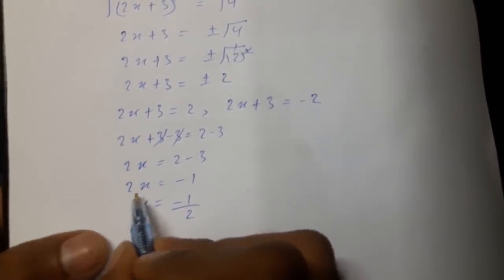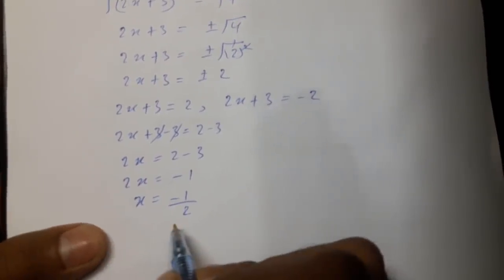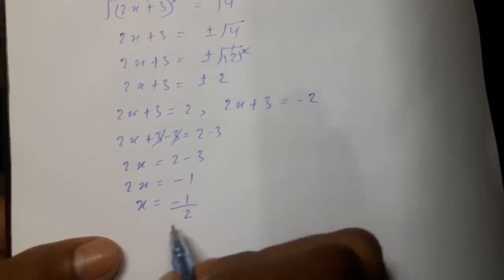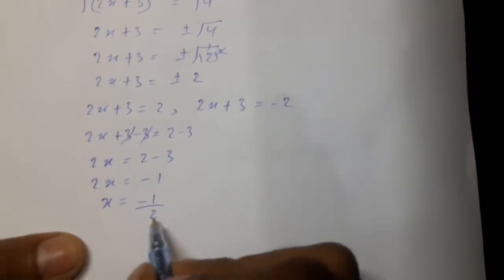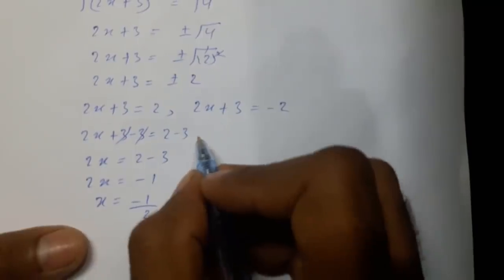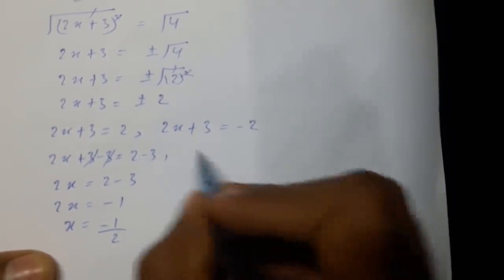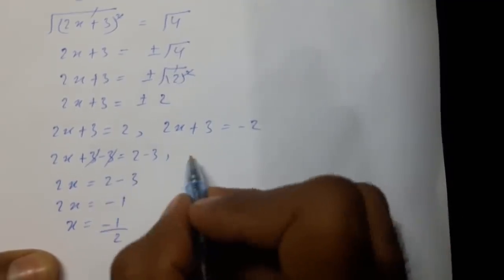2 was multiplying x, so when we move it from one side to the other, it will be divided. So x is equal to minus 1 by 2. Move here plus 3, it will be moved there, so it will be minus 3.